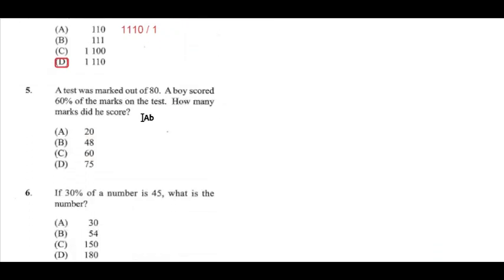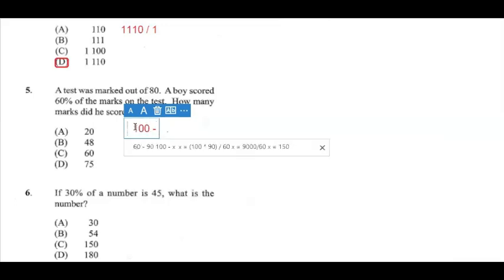So number 5, a test was marked out of 80. A boy scored 60% of the marks on the test. How many marks did he score? So the test was marked out of 80. He got 60%. So the reference mark that we're using is 100%. As we know, that is the total percentage that he could have gotten on a test. So therefore 100% would have been equal to 80, which means he'd have scored 80 out of the 80, but he scored 60%, and we're trying to find how much that is, and that is the x that we'll be using.